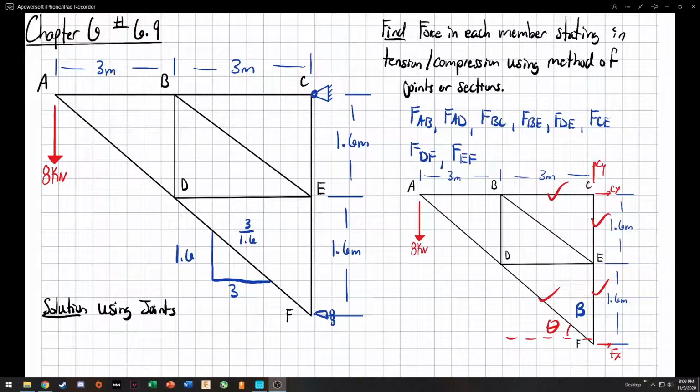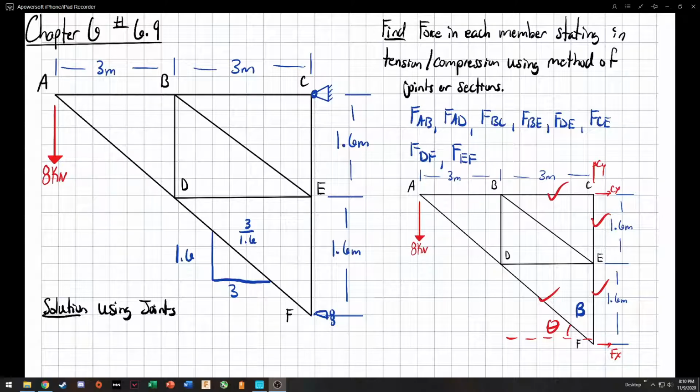Alright guys, this is going to be chapter 6, number 6.9 for Statics Exam 2 review. So this is going to be a truss system. We have a pin at C and a roller at F. Given to us also is an 8 kilonewton force going down at A. They are asking us to find all of the forces in each member.